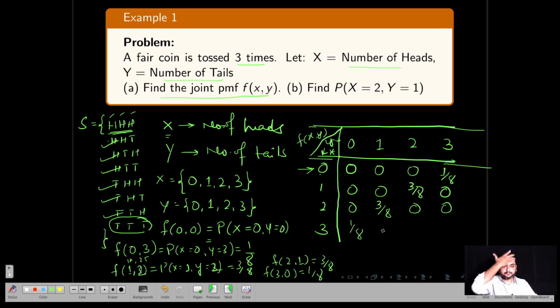Again 3 1, is it possible? No. It will become 4. 3 2 no. 3 3 no. So now we got the probability mass function. Now how will you find out whether it's correct or not?